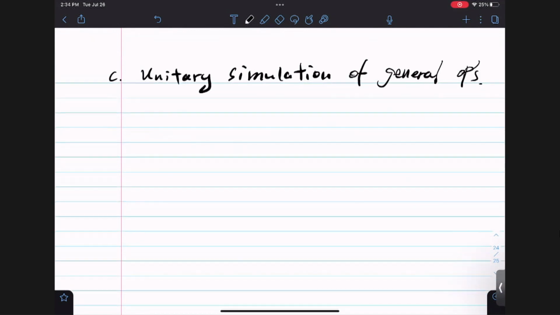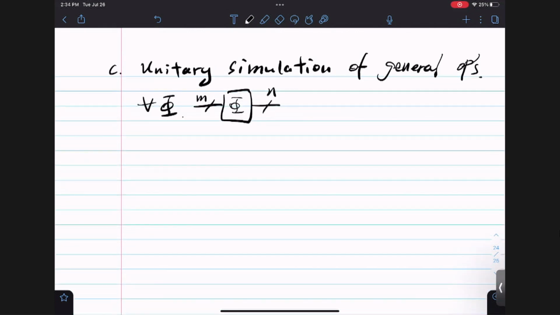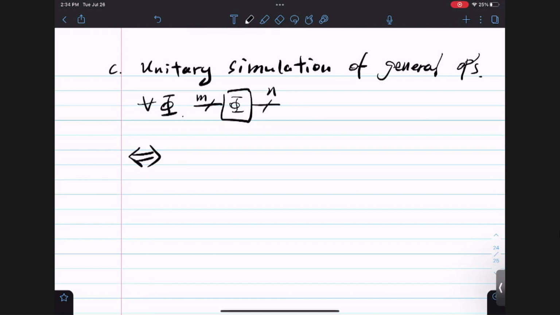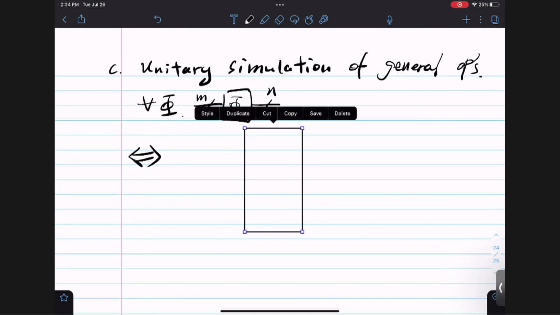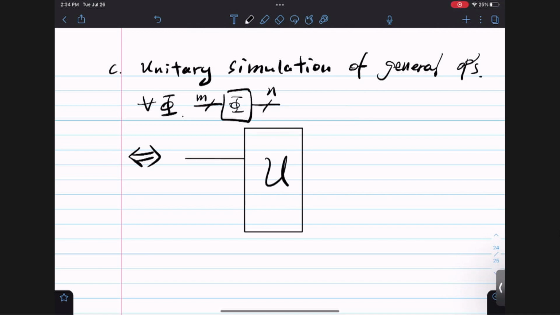Okay, so suppose we have an arbitrary channel phi. It maps m qubits to n qubits. Then we can find a unitary acting on a larger system. Let's say m plus k qubits. And I'll explain how large k needs to be in a moment.